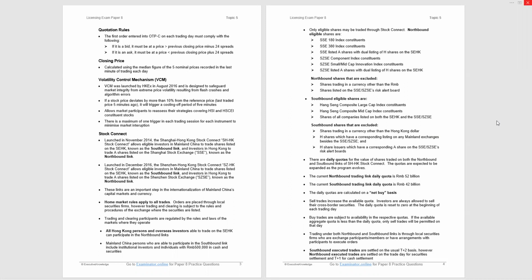Okay, Stock Connect. Now we have two Stock Connects. We have the Shanghai Stock Connect and the Shenzhen Stock Connect. And we've provided you with a lot of background notes.